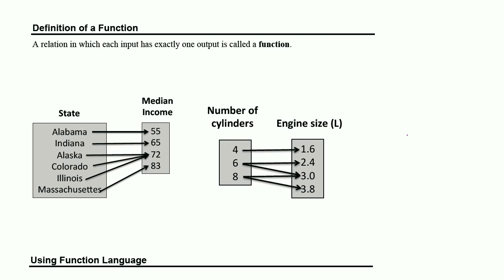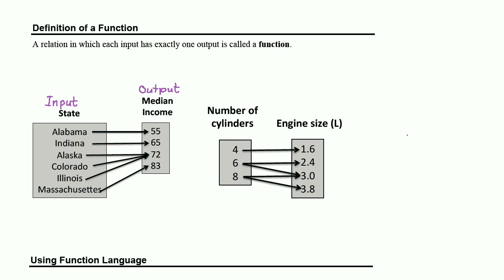Definition of a function. A relation in which each input has exactly one output is called a function. Here are two examples of relations where the arrows go from the inputs to the outputs in both cases. First one is median income by state. Second one is engine size by number of cylinders.